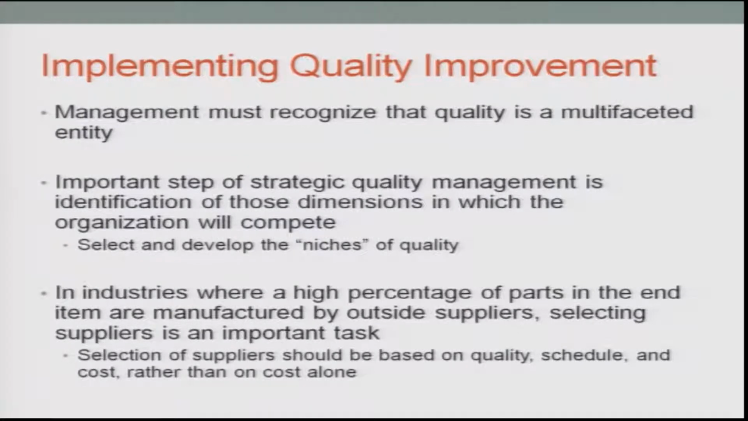So, implementing quality improvement basically means management must recognize that quality is a multifaceted entity and it would have different implications. An important step of strategic quality management is identification of those dimensions in which the organization can compete and make improvements. So, say for example, if my main concern is manufacturing steel, obviously our main focus would be to get good raw materials of iron ore, coal, and then making the steel to the best quality as applicable and floating it in the market to sell it to the customers.